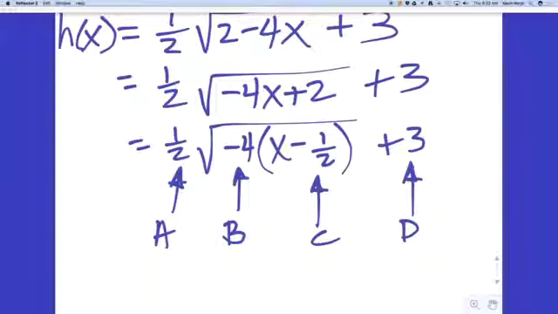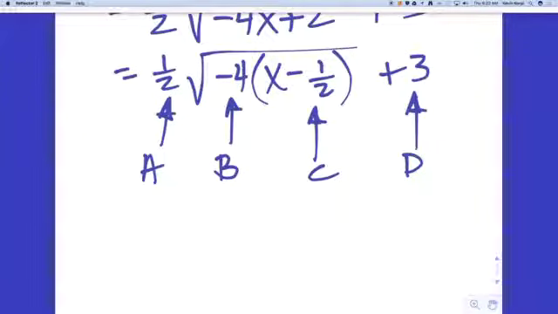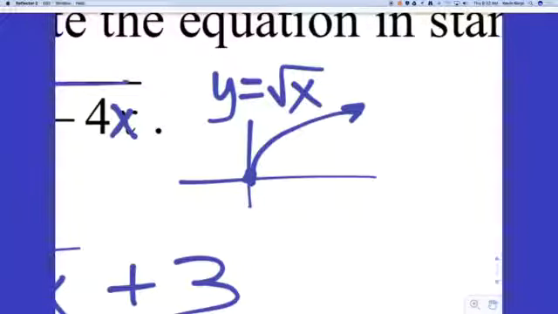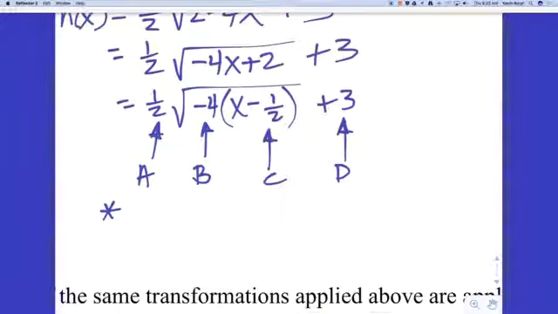So I might ask you to describe the sequence of transformations. You have to perform the sequence of transformations in the order your Aunt Sally insists upon. Which again, if you write it in standard transformation form, you're set up to do it from left to right. Because it's multiplication first and then addition, subtraction second. So here's what we're going to do. To our parent function square root of x, we're going to do the following.